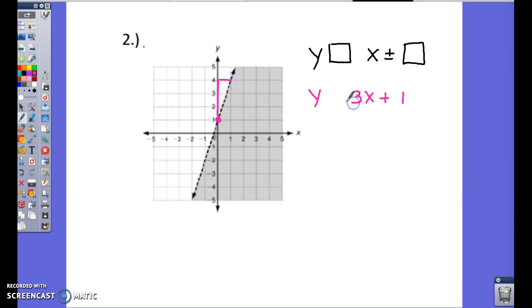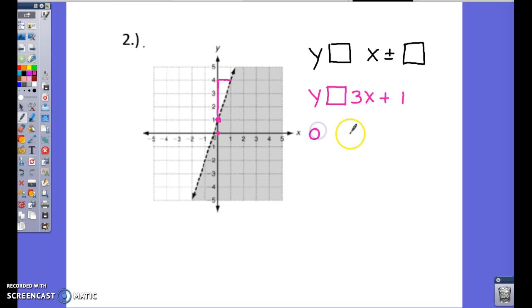I also see that my slope, it looks like I'm going up 3 and over 1. So that's going to have a slope of 3. And again, I'm just trying to figure out what my inequality will be. Well, it's a dashed line, so I know I'm not going to have the equal sign underneath. But let's go ahead and plug in (0, 0). And again, notice we know that (0, 0) needs to be a solution.